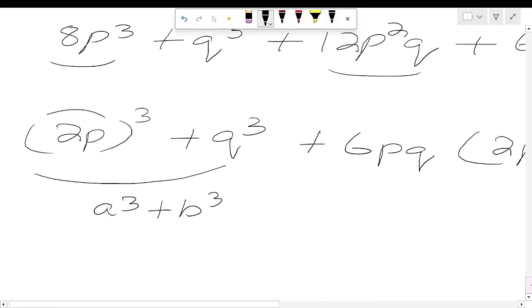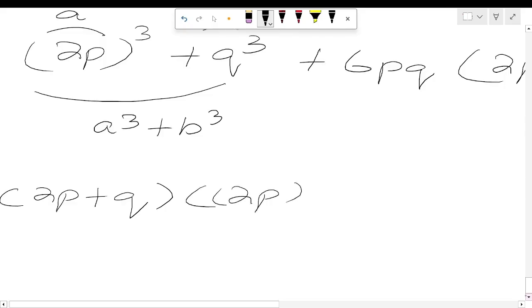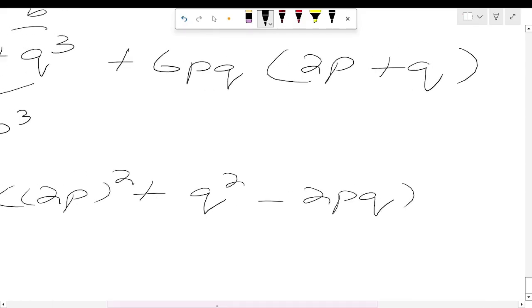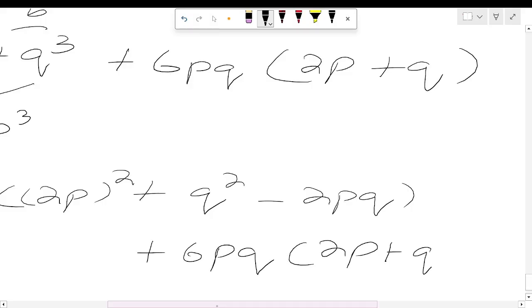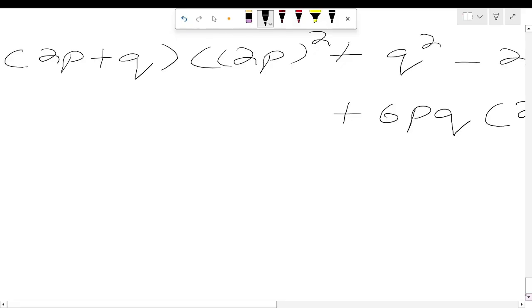I'll pick the values of a and b and place them into the formula of a cube plus b cube. So firstly we will write 2p plus q, then we will write 2p whole square, we will add it with q square, and then subtract it from 2pq, and then the remaining 6pq bracket 2p plus q will remain just the same. Now let's solve this much further.